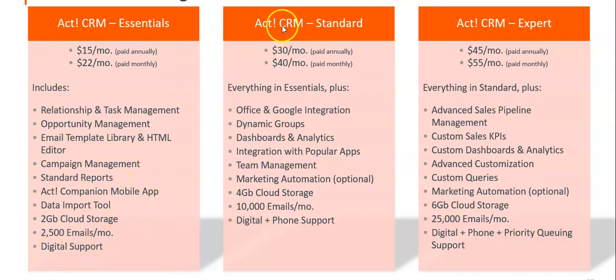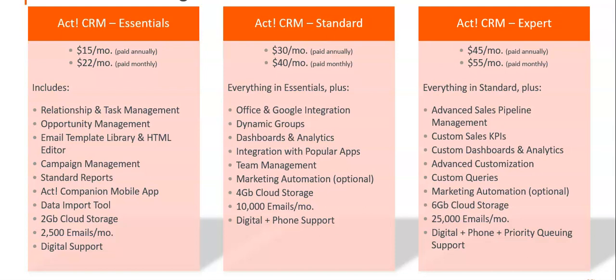As we move up into the Act CRM Standard Edition, everything in Essentials is included, plus there's Office and Google integration, as well as dynamic groups, dashboards and analytics, and integration with other popular applications. Team management and marketing automation is also included. There's 4 gigabytes of cloud storage and 10,000 emails per month. In addition to the digital support, there's added phone support.